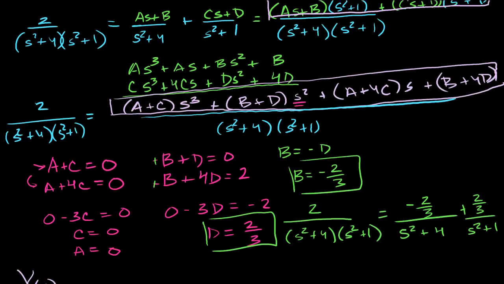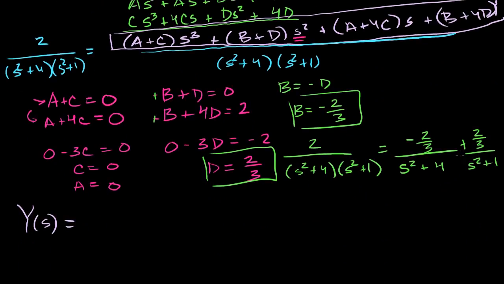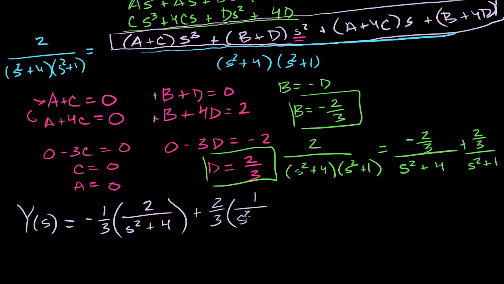this first term. I'm just going back. This first term, which I've now decomposed into this. So it's minus, let me write it this way, minus 1/3. And I think you're going to see in a second why I'm writing this way. Minus 1/3 times 2 over s squared plus 4. And then plus 2/3 times 1 over s squared plus 1.